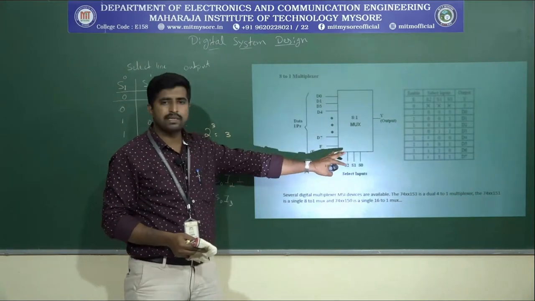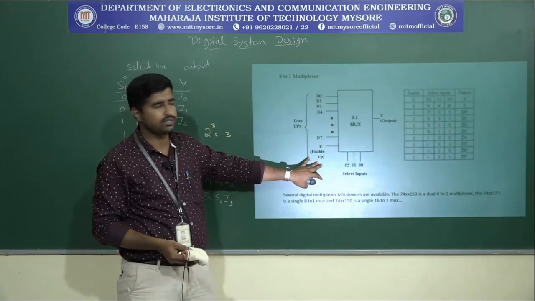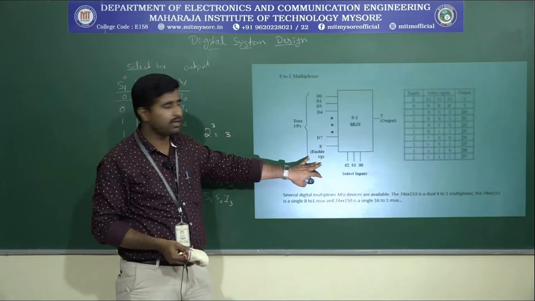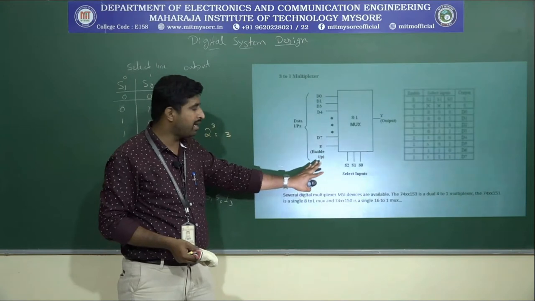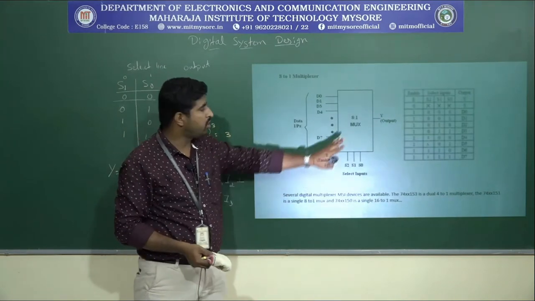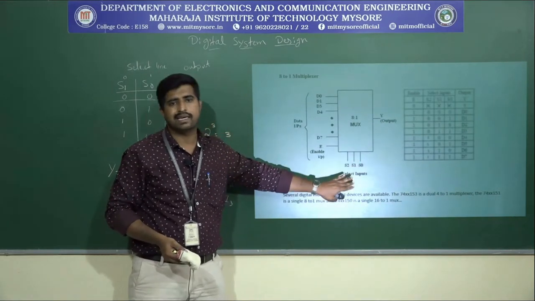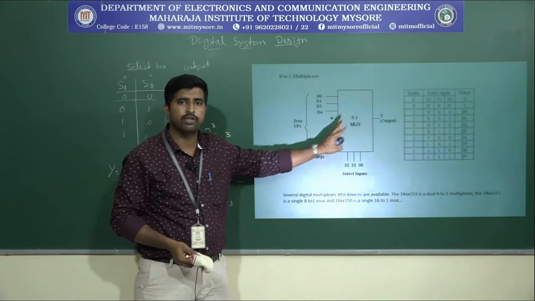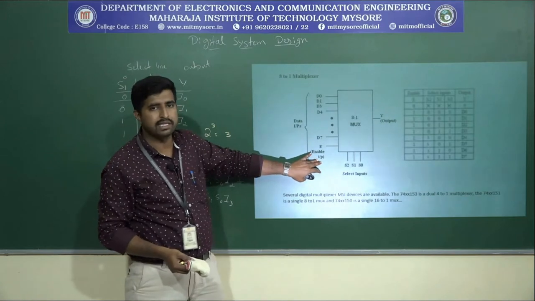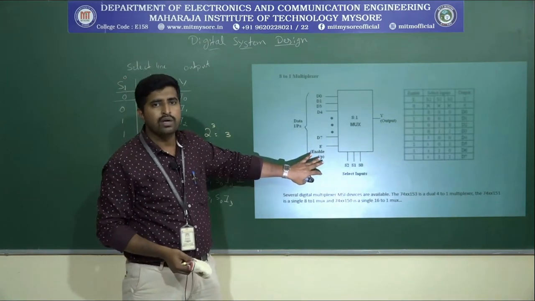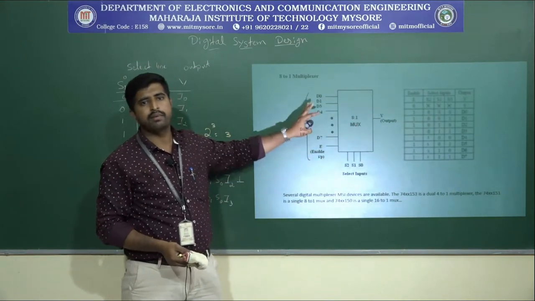Few multiplexers may have enable lines; usually all the ICs will have enable lines. Here the multiplexer has an enable line. This indicates that only when the enable line is enabled, at logic 1, will the multiplexer be active. Then only the output depends on the select lines. Any one of the inputs will be connected to the output only when the multiplexer is enabled. If the enable is disabled, that is, if you give a logic 0, then the output will be 0, whatever the select lines or the inputs may be.